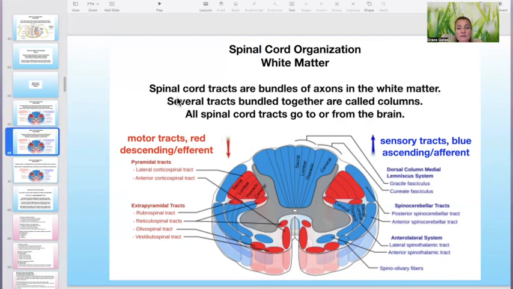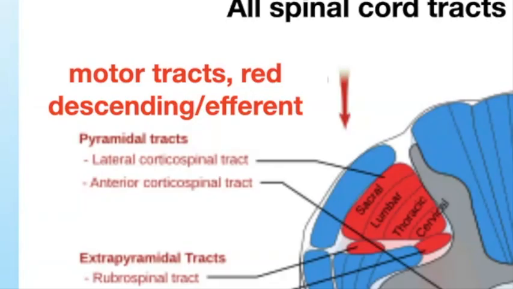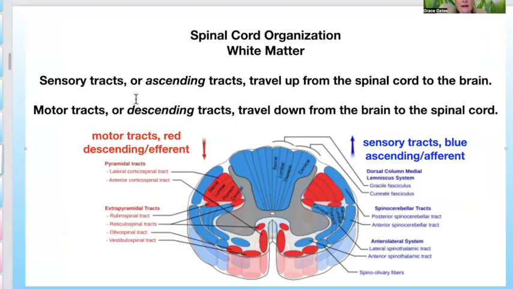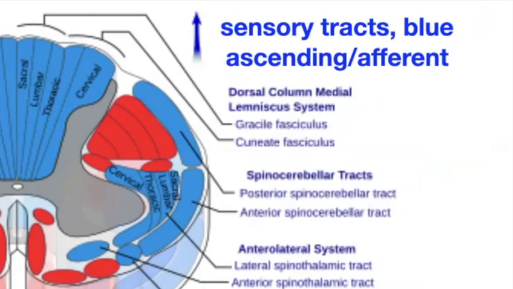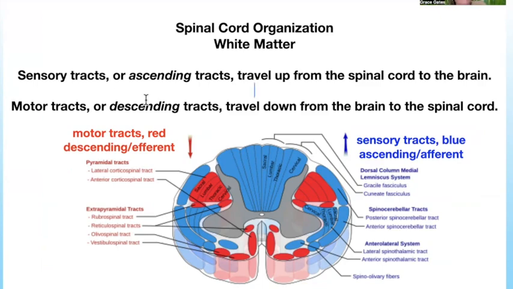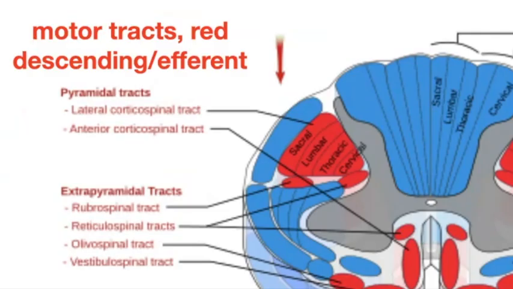Spinal cord tracts are bundles of axons in the white matter. Several tracts bundled together are called columns. All spinal cord tracts go to the brain or come from the brain. Sensory tracts, or ascending tracts as they're often called, travel up from the spinal cord to the brain. Motor tracts, or descending tracts as they're often called, travel down from the brain to the spinal cord.